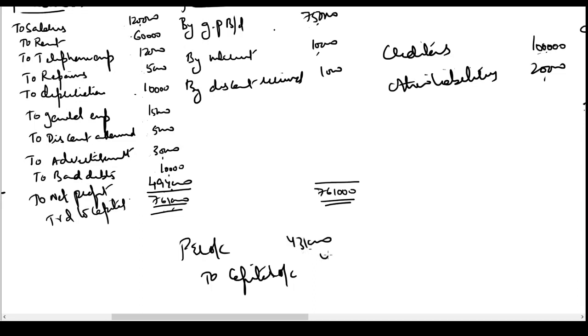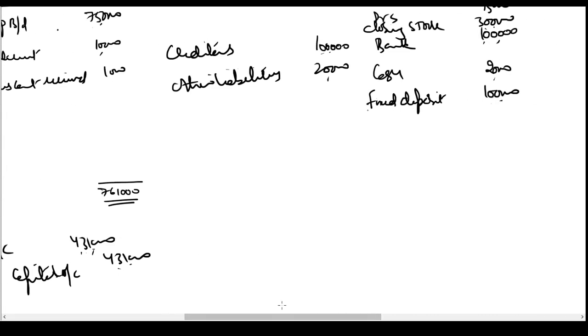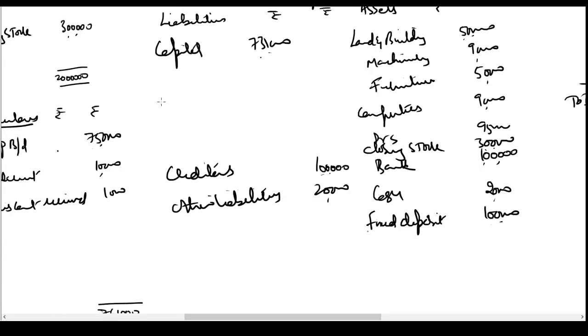4,31,000. This entry has been prepared after the preparation of the trial balance. That means this entry has to be given effect now. So the balance in the P&L account has to be transferred to the capital account. So what we do is, we will go to the capital account and add net profit 4,64,000. So 11,95,000 is the total of the capital.